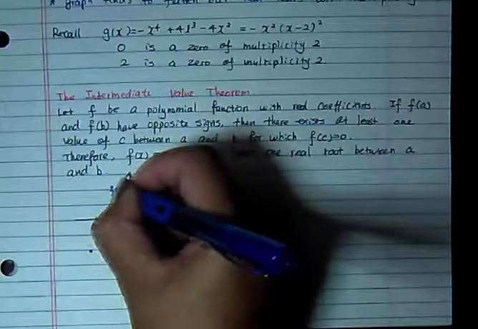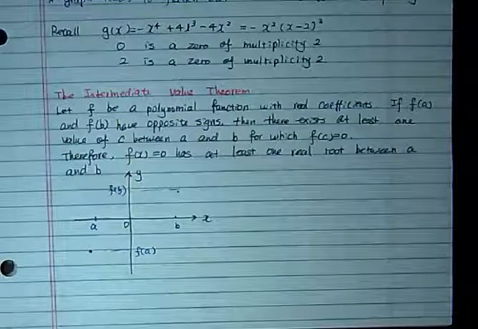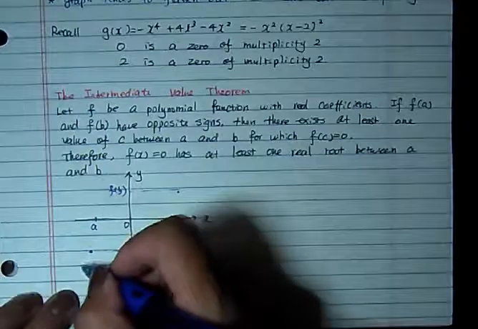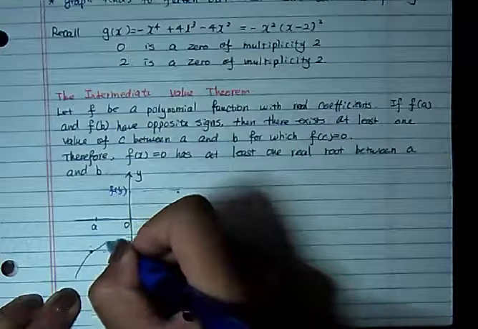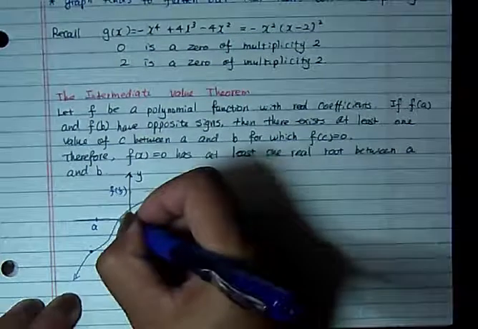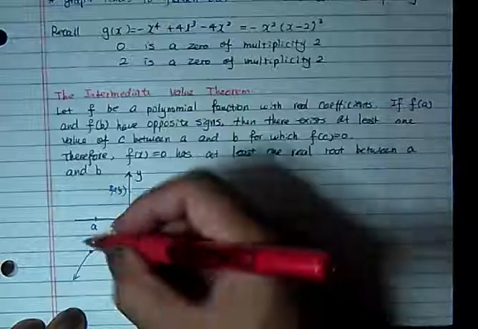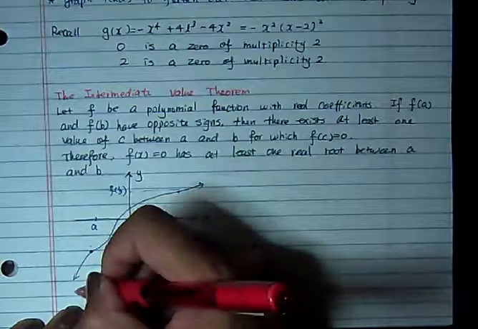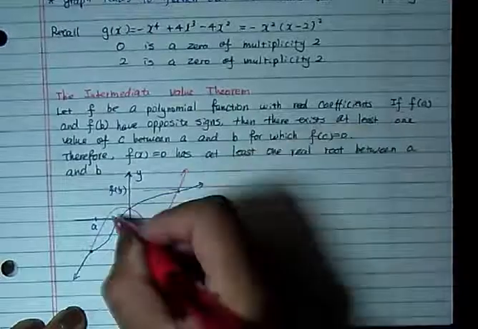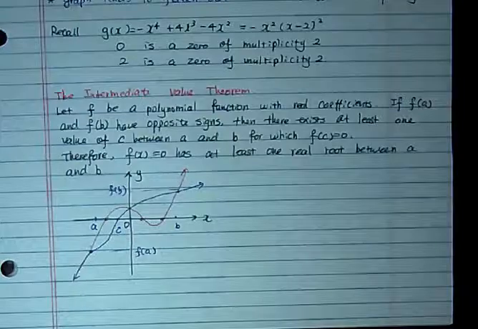They have opposite sign. So you say that there at least exists one value c between a and b, then the value f of c equals 0. That means if I have a graph of a polynomial function, it must intersect the x-axis at least once. So that is your c. That's at least one. The reason we say at least is maybe your graph might look like this. That's possible too. So in this case, you have 3 zeros in here. So that's what the at least means.